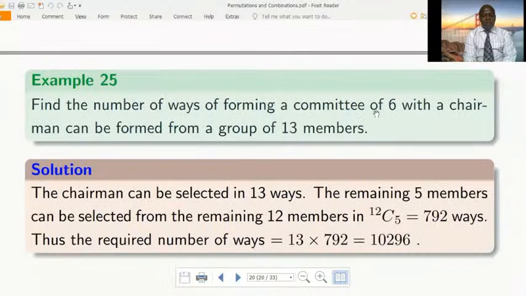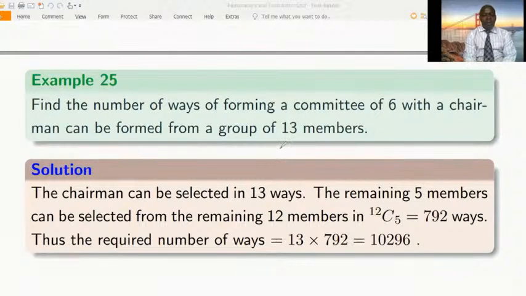Find the number of ways of forming a committee of 6 with a chairman from a group of 13 members. So you have 13 members and you're asked to form a committee of 6 members, and one of these 6 should be a chairman. First of all, you will begin by electing a chairman from 13 members, and you have 13 ways of electing a chairman.